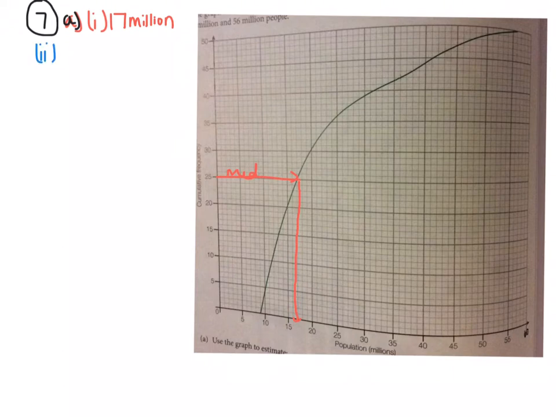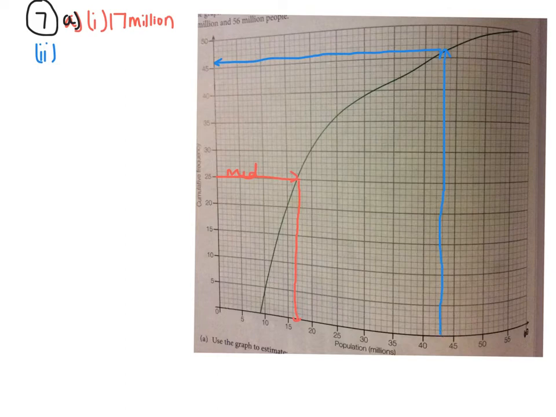The second question asks the number of countries with a population of less than 43 million. So we know the population, so we're going to start on the population side and connect it to the frequency side. I found 43 million down on the bottom here, and I drew a line up to my curve.